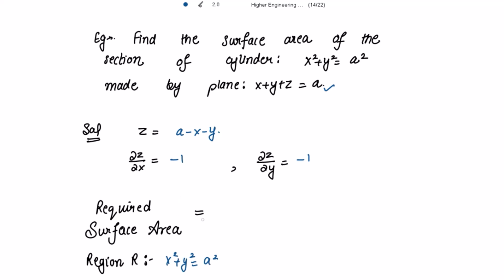Okay, so writing the formula for the surface area, which is double integration over this region R, square root of curly z over curly x whole square plus curly z over curly y whole square plus 1, and then dx dy. Now it is your choice whether you want to take the limits of x as constants or the limits of y as constant. This is your choice with the help of the given region.